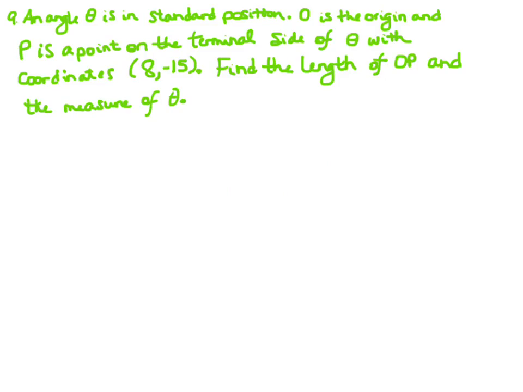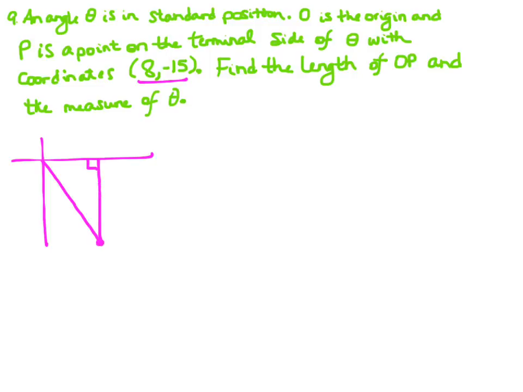All right, next question. We have angle theta in standard position. O is the origin. P is the point on the terminal side of theta with coordinates 8 and negative 15. We want to find the length of OP and the measure of theta. So the first thing I want to do here is draw a picture of this triangle. I have coordinates 8, negative 15, and so that means that my point is going to be in the fourth quadrant, and therefore my triangle is in the fourth quadrant.